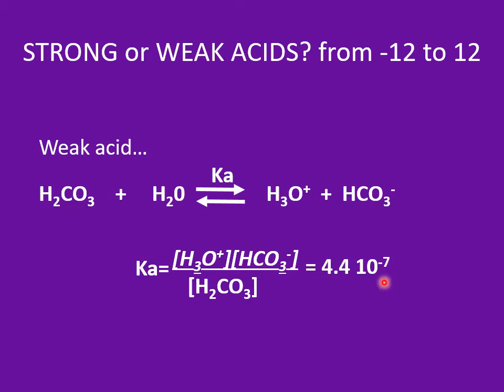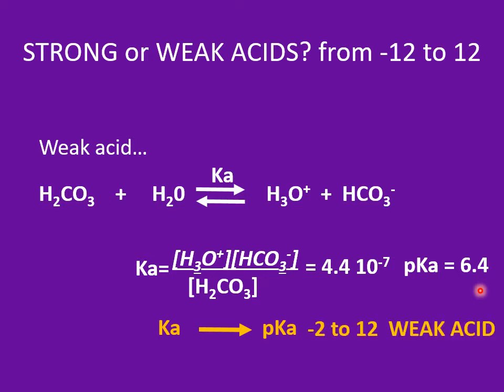Again, as in pH, we will transform the acid dissociation constant to pKa, applying minus the logarithm of the acid dissociation constant. For example, in this case, if the acid dissociation constant is 4.4 times 10 to minus 7, pKa will be 6.4. We know that an acid is weak if the pKa is between minus 2 and 12.